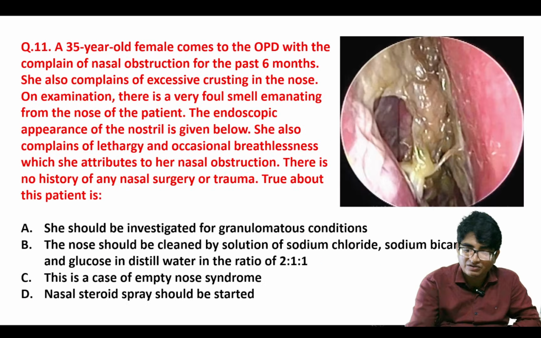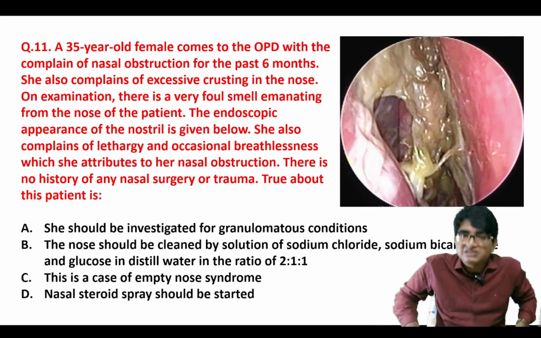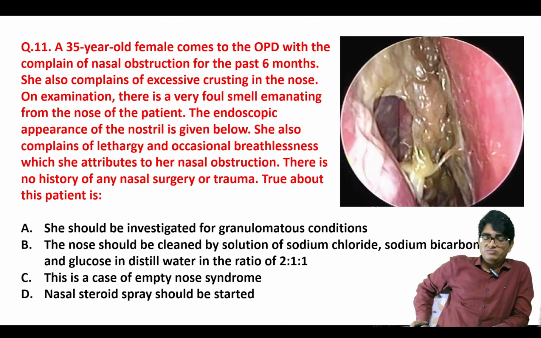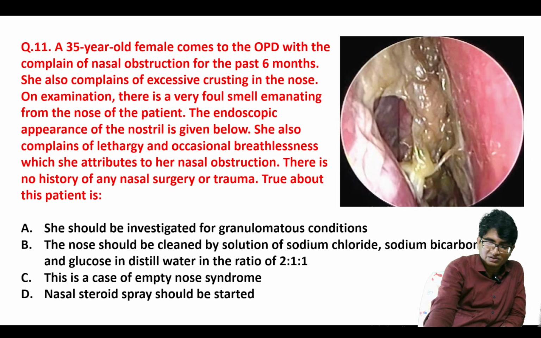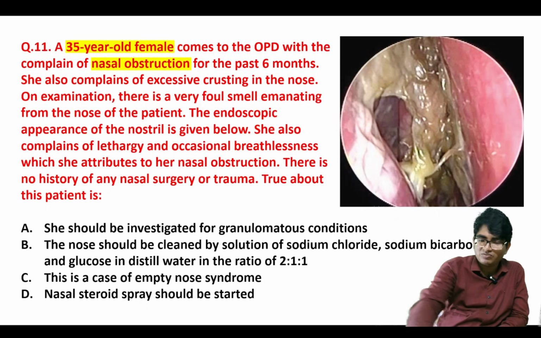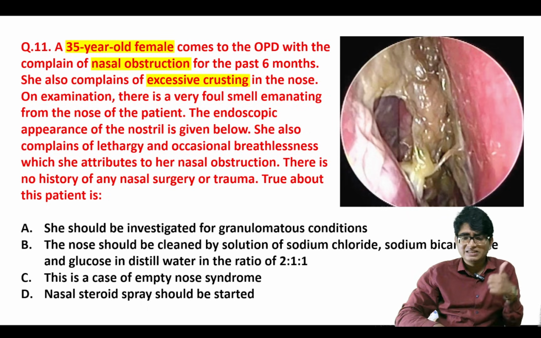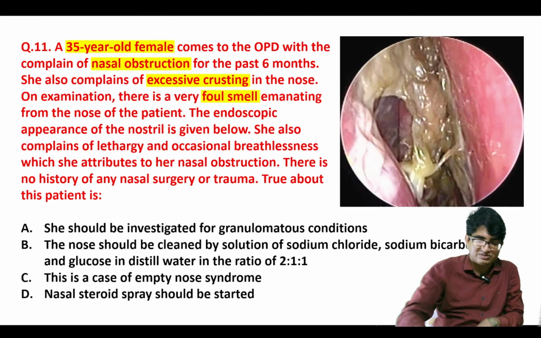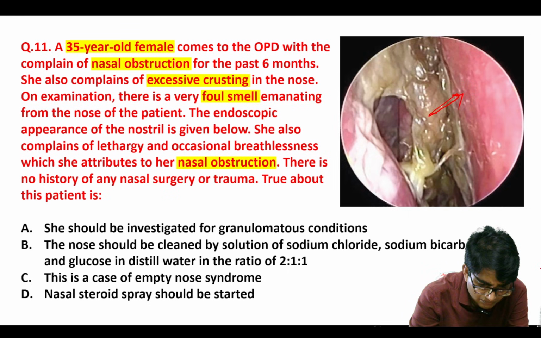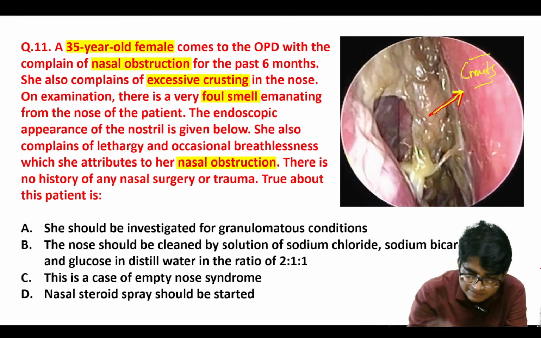Okay, next question. This is a tentative clinical based question, vertically integrated. Now solve it. A 35-year-old female comes to OPD with the complaint of nasal obstruction. First point, female; 35 years old means after puberty, before menopause. She complains of nasal obstruction for the past 6 months. There is excessive crusting in the nose. There is a very foul smell emanating from the nose of the patient. These are the crusts, nothing more than that.